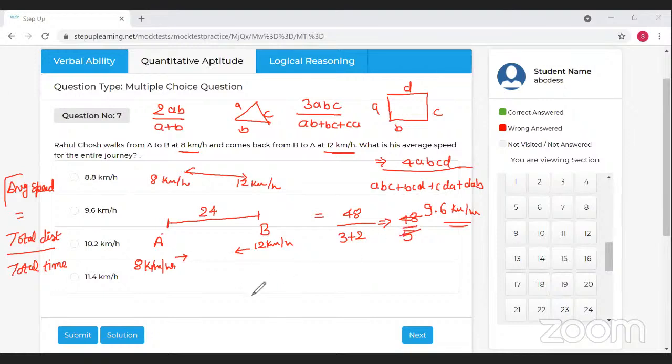Okay, Faisal, I'm repeating. What we have to do is, whatever the speeds have been given, take the LCM of them. Take the LCM of 8 and 12. Is it applicable for 3 or 4?